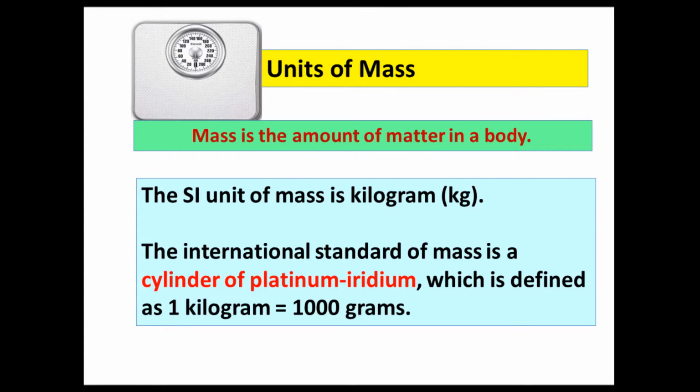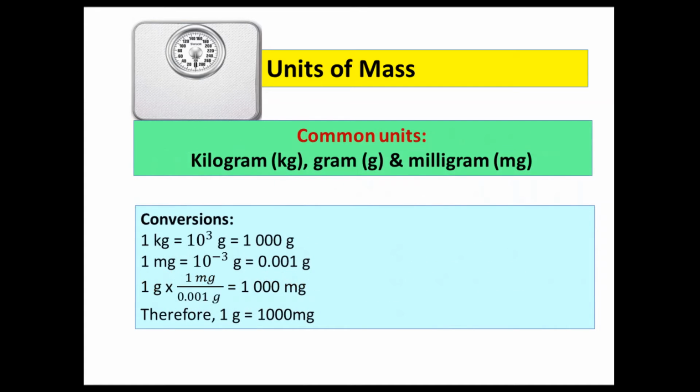Next is units of mass. The SI unit of mass is kilogram. The standard mass is a cylinder of platinum iridium. This is defined as 1 kg equals to 1,000 grams. The common units used are, given the conversions, 1 kilogram is 1,000 gram, 1 milligram is milli, 10 to the minus 3, so 0.001 grams, and 1 gram is 1,000 milligrams.